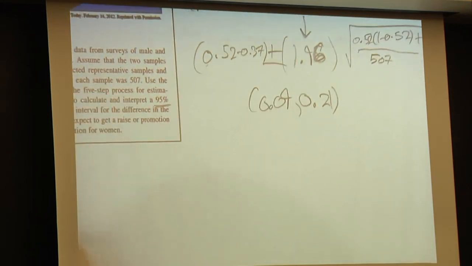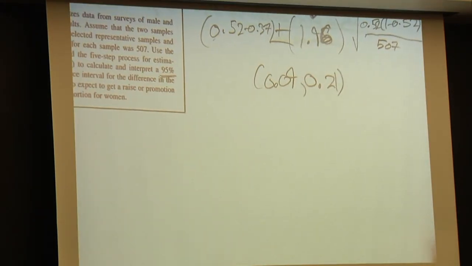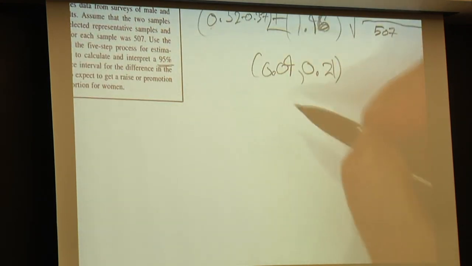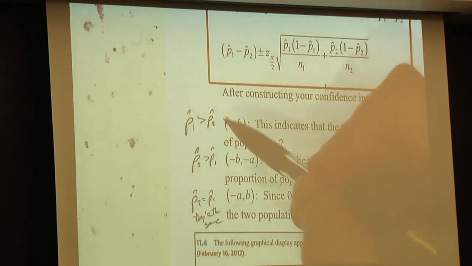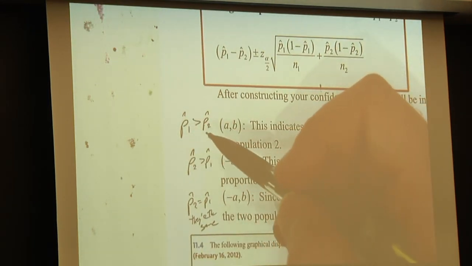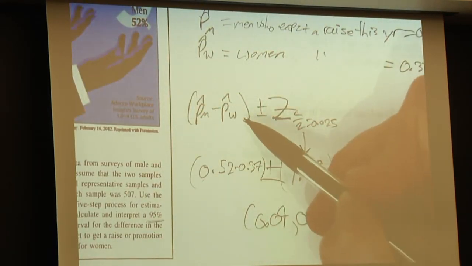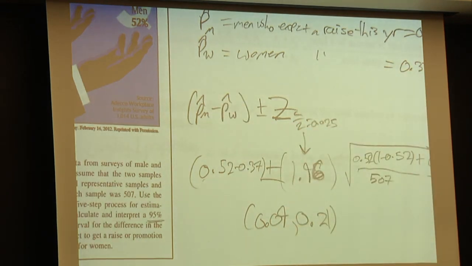And so the interpretation for this is simply that we are 95% confident that the proportion of men who expect a raise this year is between 0.09 and 0.21 greater than the proportion of women. That's what it means in the context of this problem. That goes back to this up here. Both numbers were positive, so the first number we used, that p hat 1, must be higher than the p hat 2. Notice our p hat 1 was males, p hat 2 females. So a higher proportion of men think they're going to get a raise compared to the females in this question.